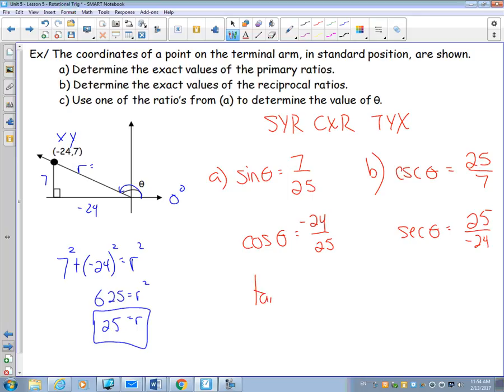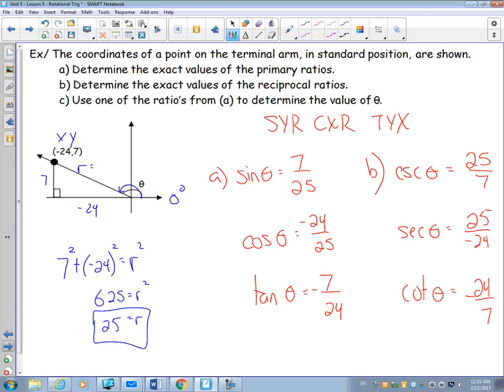And then tan theta equals ticks, y over x, so 7 over 24. And as I said, negatives can go anywhere you want, so I'll put the negative in front. And then cotangent, opposite upside down, so 24 over 7. It needs a negative sign there somewhere, so I put negative in front. There's my 3 primary and 3 reciprocal ratios for that piece of information.